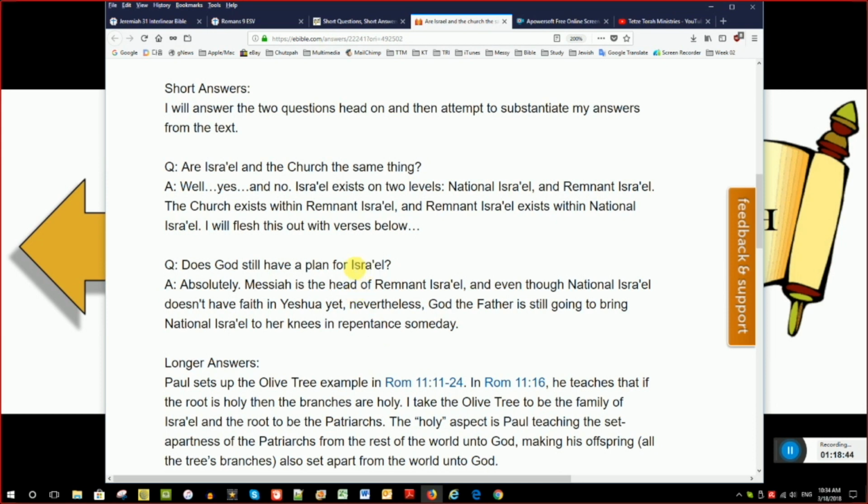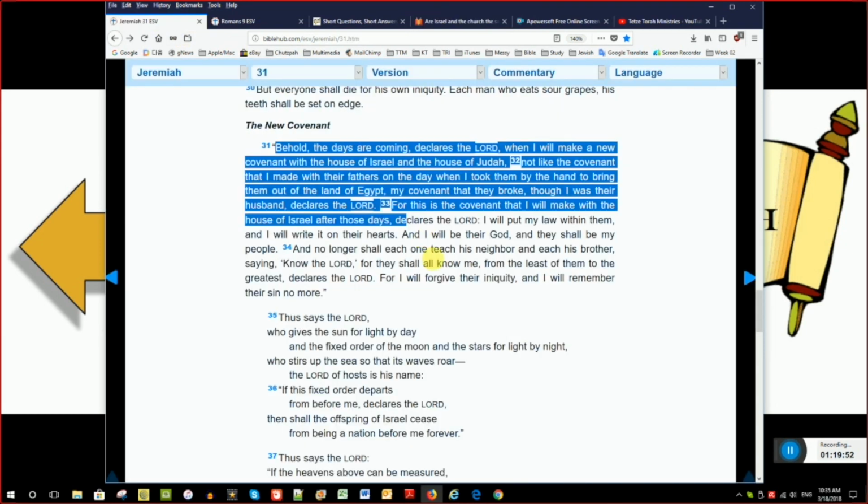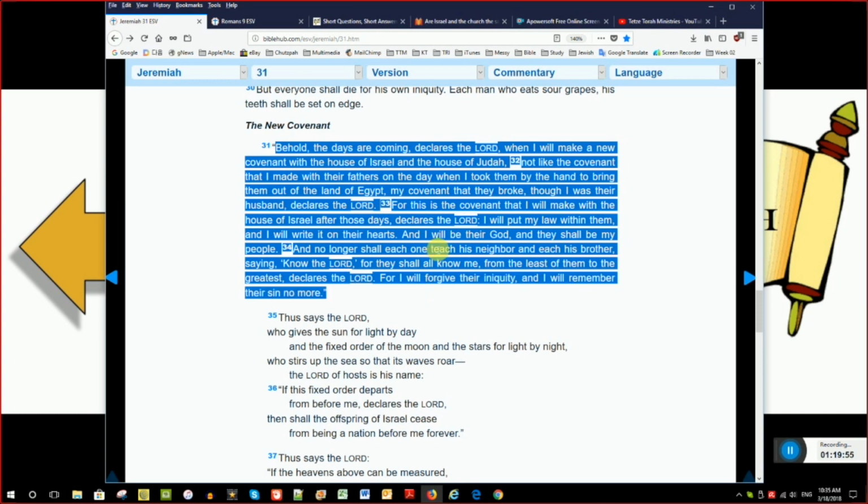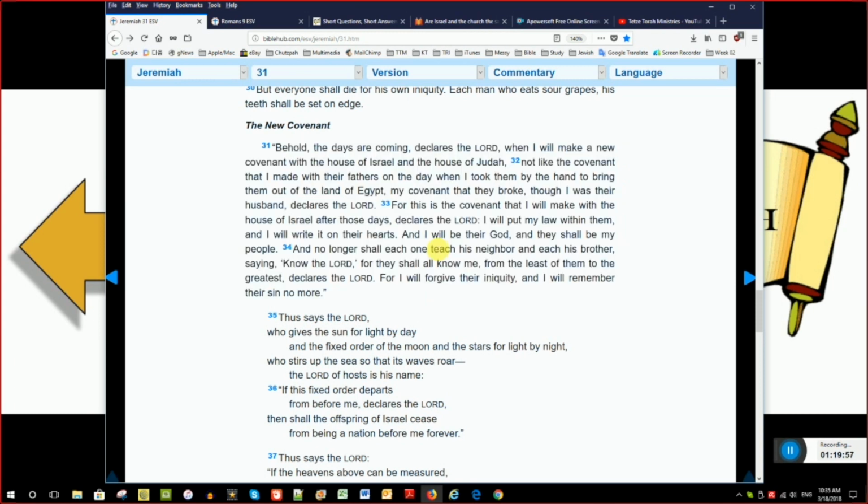But if your definition of this term Israel refers to national unbelieving Israel, well then the answer is still yes, absolutely. God has a plan for national unbelieving Israel as well. Basically, on a natural level, on a national level, Jeremiah 31:31-34 has not happened yet. It's still a future occurrence.